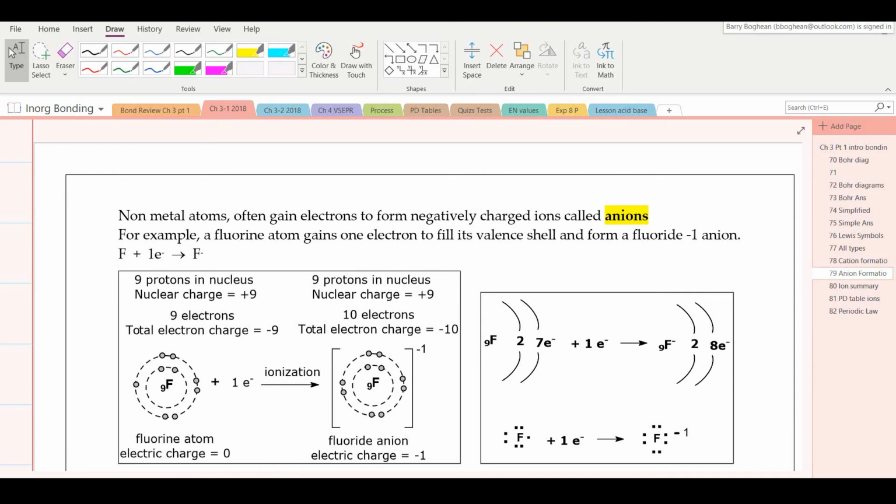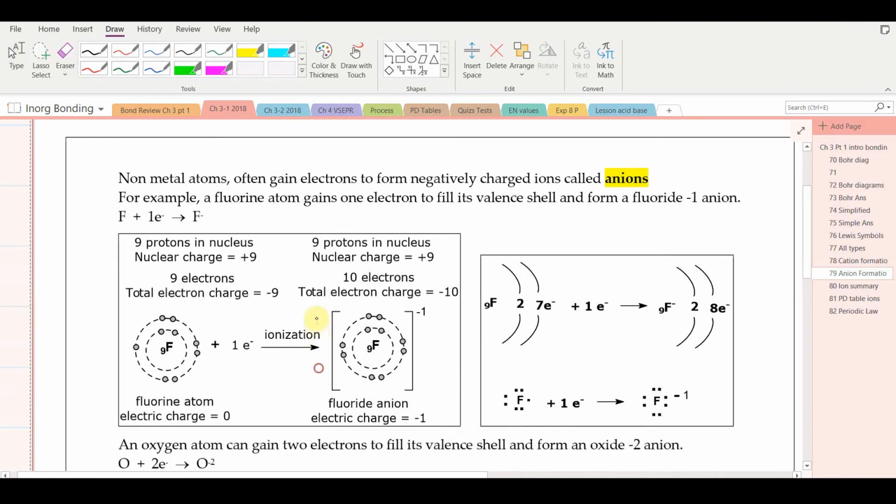So nonmetal atoms will often gain electrons to form negatively charged ions called anions. For example, fluorine gains 1 electron to fill its valence shell and form a fluoride anion with a charge of -1 in this fashion. Now here it is in the Bohr diagram.